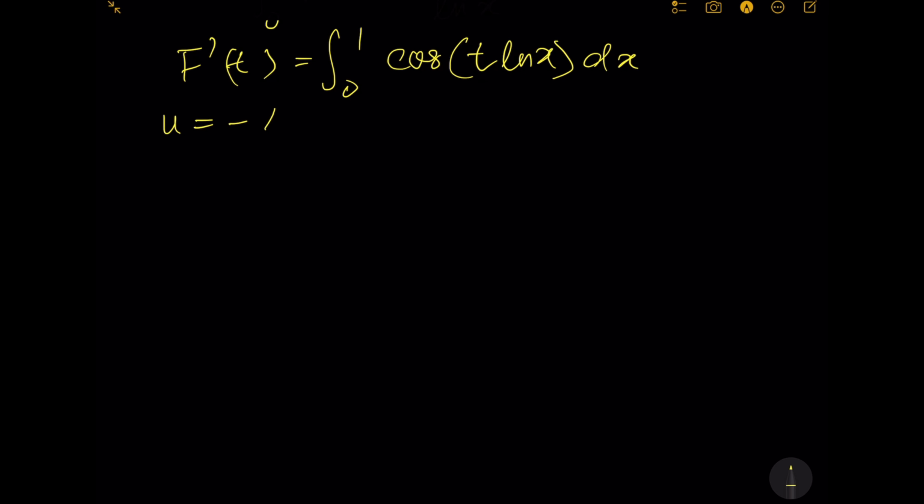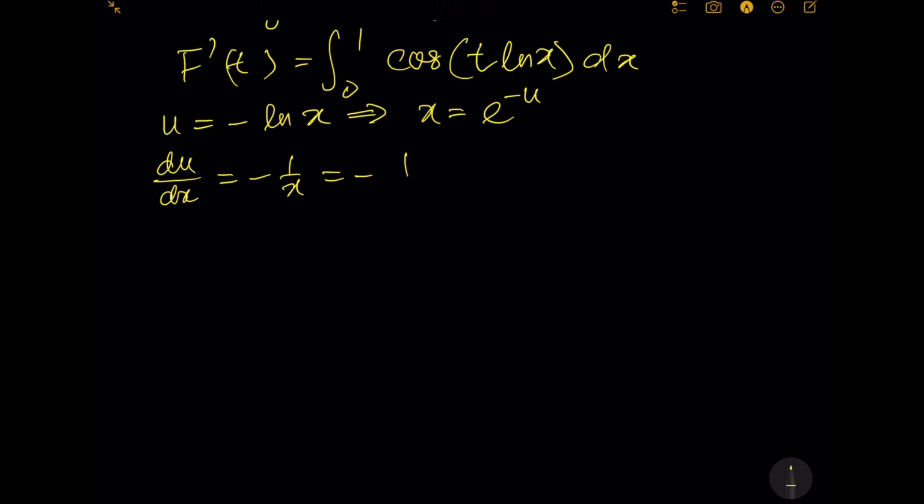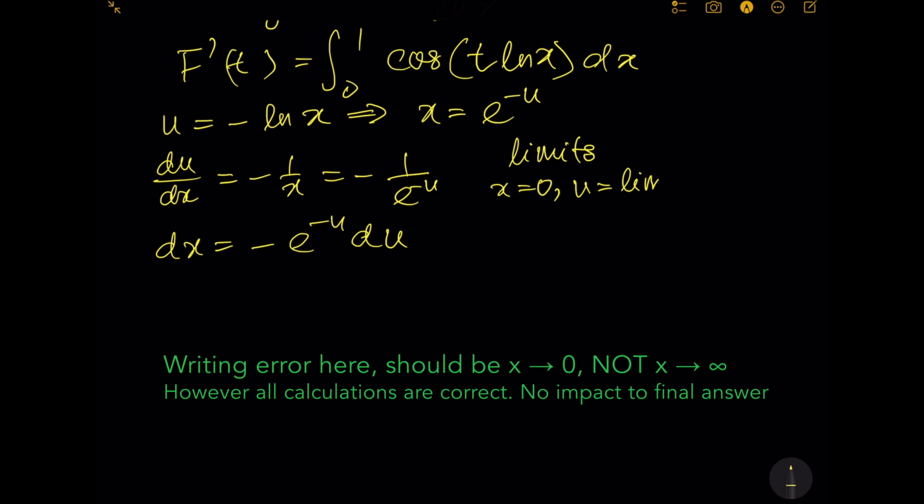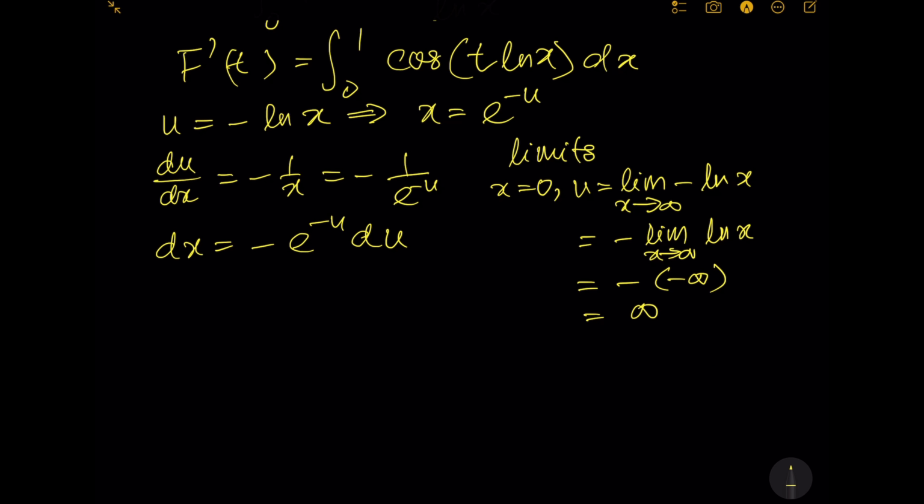Define u equals negative ln x, which means that x equals e to the power of negative u. Then du over dx equals negative 1 over e to the power of negative u, so dx equals negative e to the power of negative u times du. We need to find the new limits in the u domain. When x equals 0, u equals the limit as x goes to 0 of negative ln x, which is negative times negative infinity, which is infinity. When x equals 1, u equals negative ln 1, which equals 0.